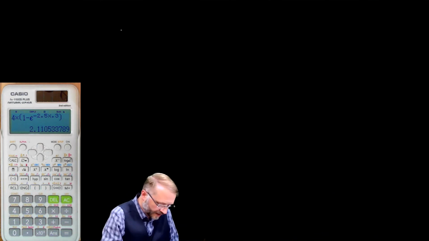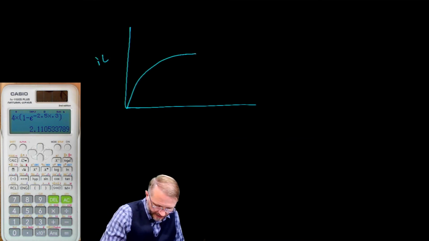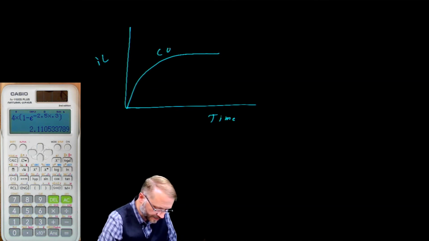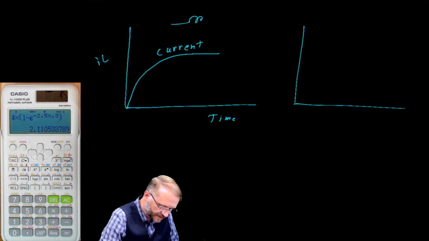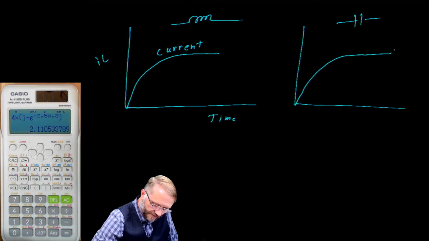Okay, something I want you to notice. If we took an inductive circuit, the current on an inductor looks like that as a function of time. We would say this is current. If we took a capacitor circuit, by the way, this is the inductive circuit, this is the capacitive circuit, we would have a similar looking curve as a function of time, except this time it's the voltage on the capacitor.